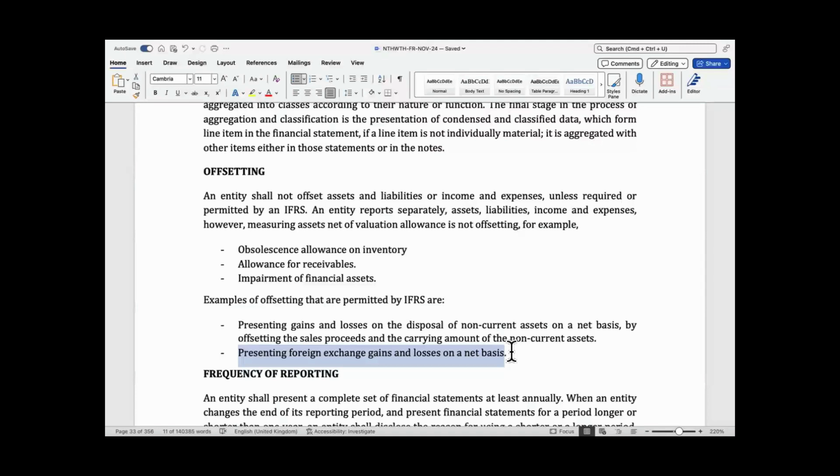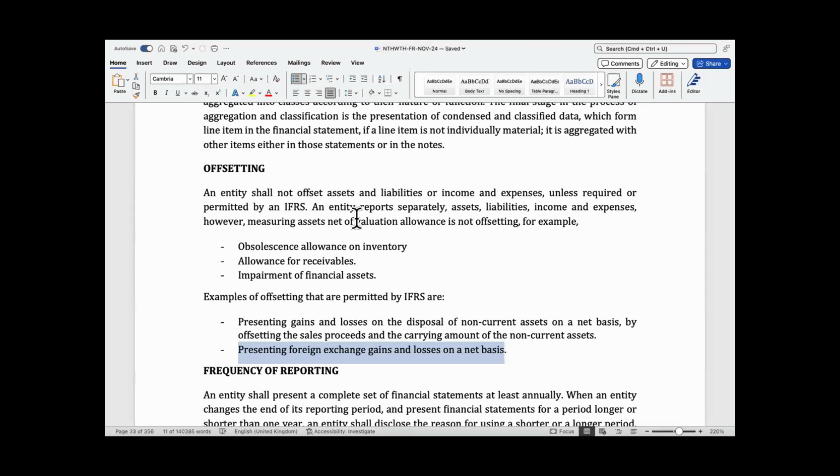So exchange gains and losses is more popular right now, especially now that a lot of companies are keeping their position in foreign currency. So accountants, we need to know how to recognize foreign exchange gains and losses. Your syllabus doesn't cover it, but when you get to advanced classes, we definitely are going to touch it. So that's offsetting. Don't forget, we do not offset.